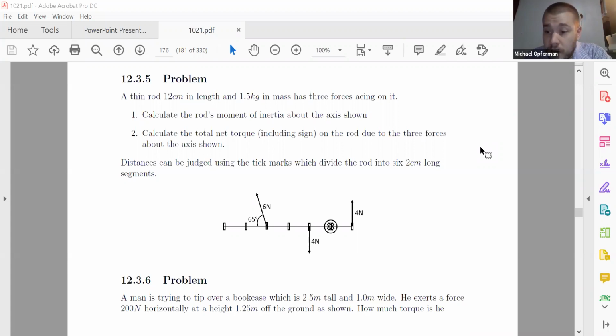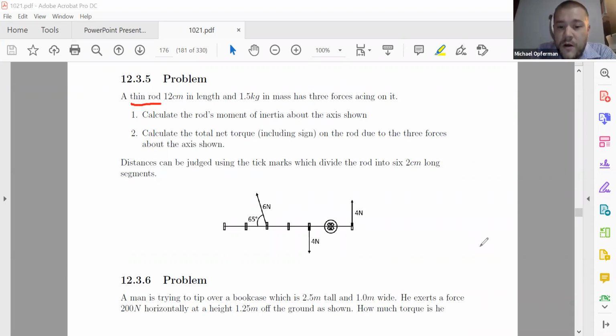So first of all, it asks you to calculate the moment of inertia. And then second of all, it asks you to calculate the total net torque. So let's do it. All right, moment of inertia first. To calculate the moment of inertia here, the first thing I need to do is take a look at the size and shape of the object. The question says that this is a thin rod.